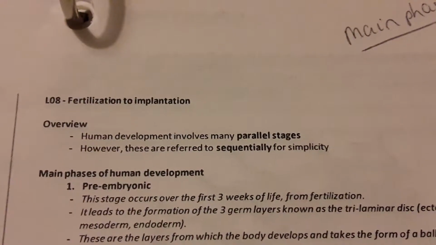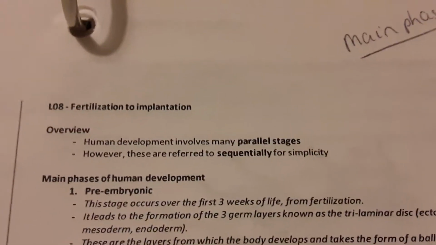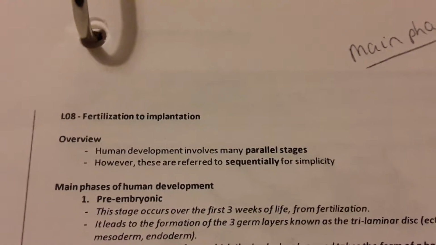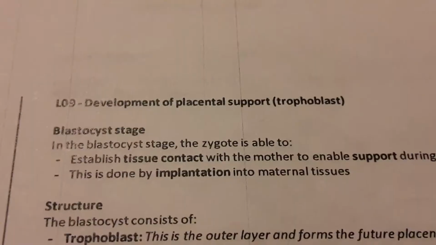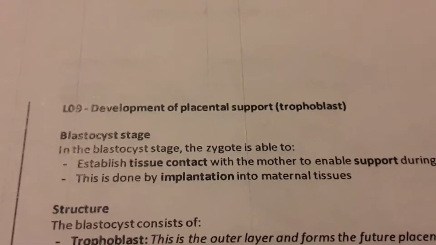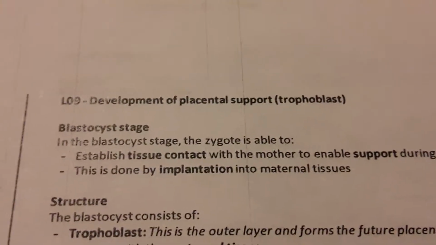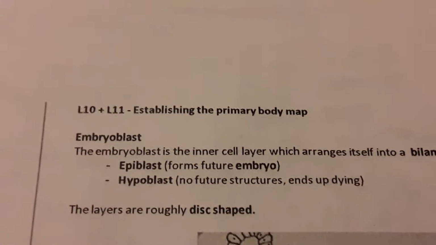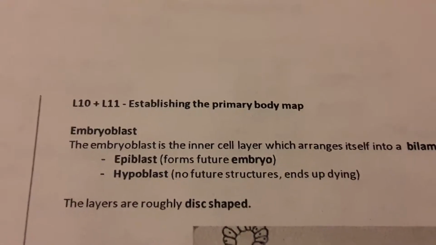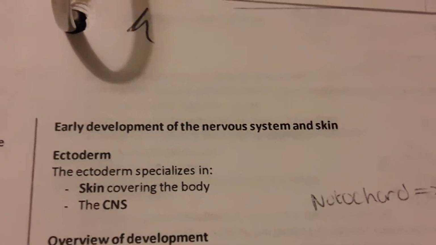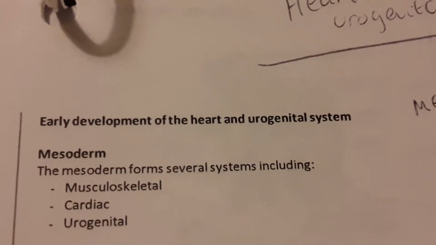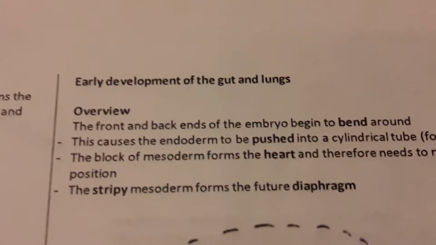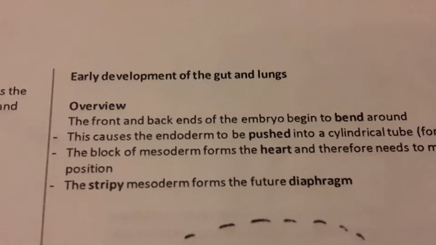In this series, I'm going to be talking about, as the title suggests, embryology, and going through a few of the lectures. So, starting with this one, fertilization to implantation, development of placental support, which is the trophoblast, establishing the primary body map, whatever that means, development of the nervous system and skin, development of the heart and urogenital system, and then finally looking at early development of the gut and lungs.